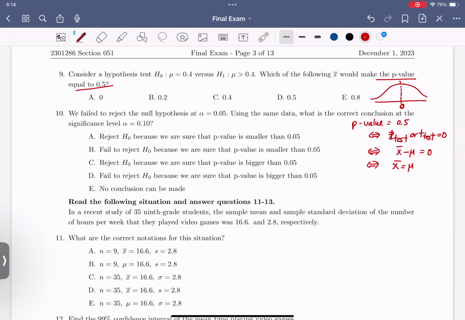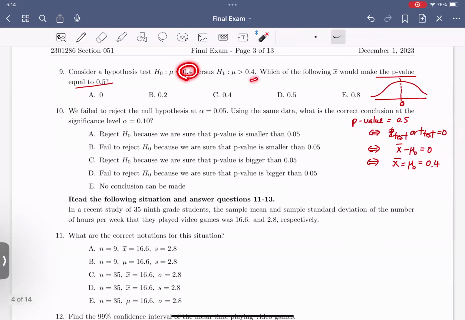So the value that you want to test is 0.4 here. If x bar equals 0.4, that is going to make the numerator in the t-test or c-test equal to 0, and that makes the c-test or t-test equal to 0. And that means the p-value is equal to 0.5. So the answer here is going to be choice C. Well, this is not an easy question.